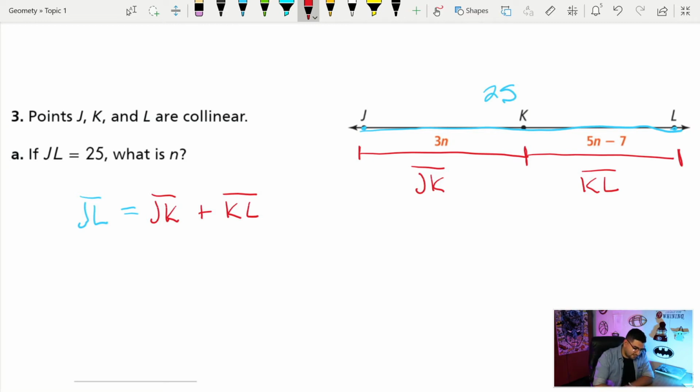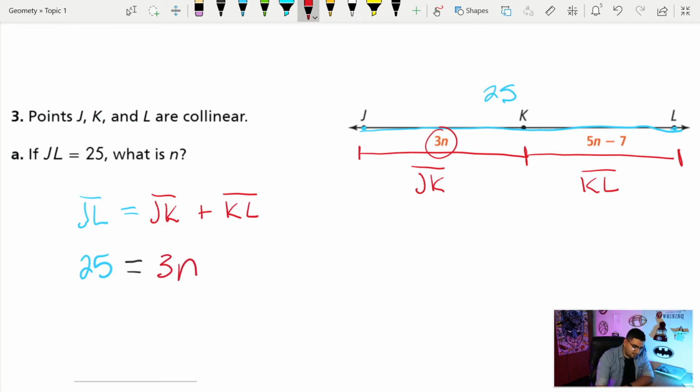And actually I can replace some of this stuff. I know the length of JL is 25, so I know 25 equals... Now JK, what is the length of JK? Based on this equation, it's 3n.